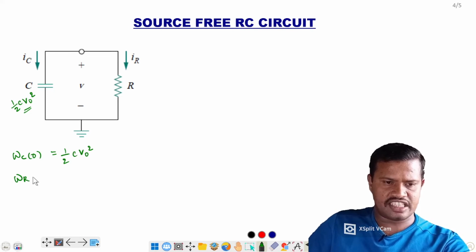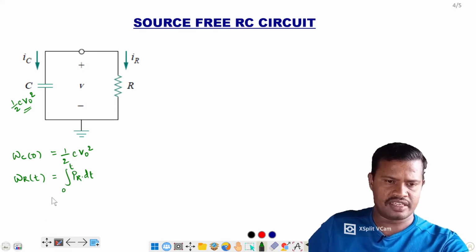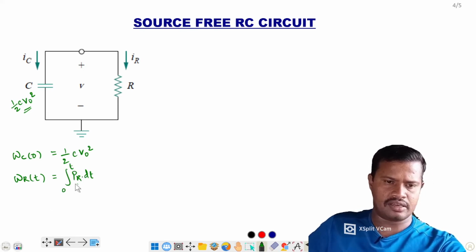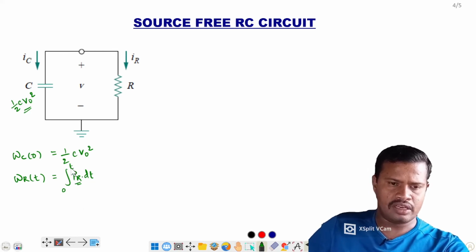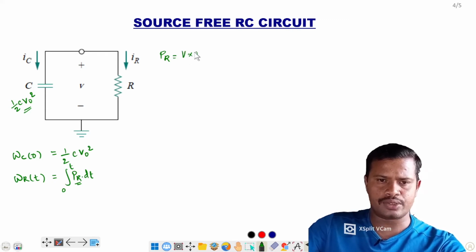The energy dissipated by the resistor over a time period t, we can calculate as the integration of power dissipated by the resistor with respect to time. The time limits will be 0 to t. To apply this power value, we need to find out the PR value. So PR is equal to V into I.